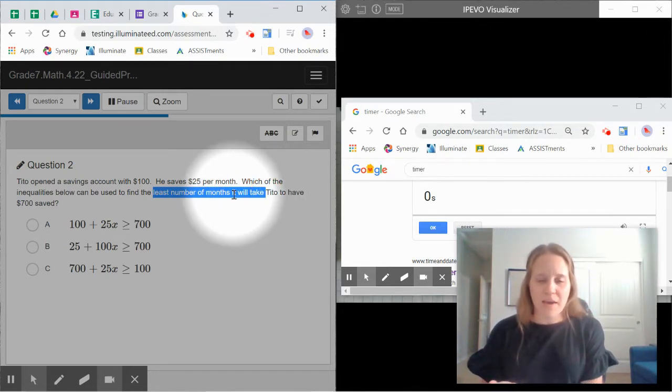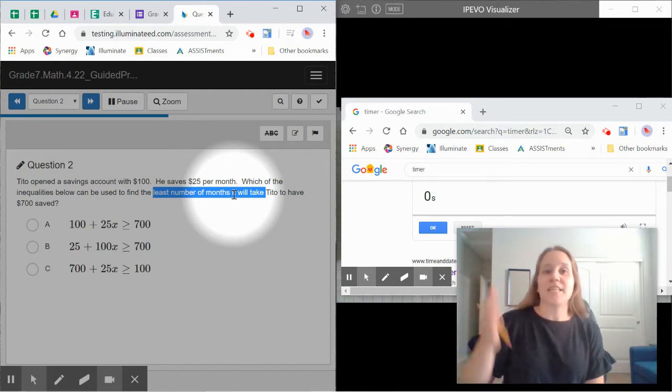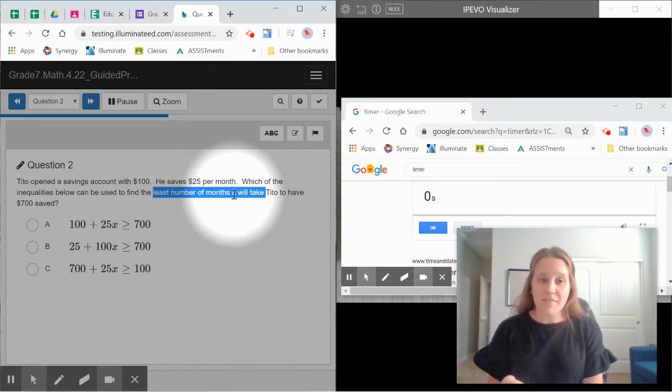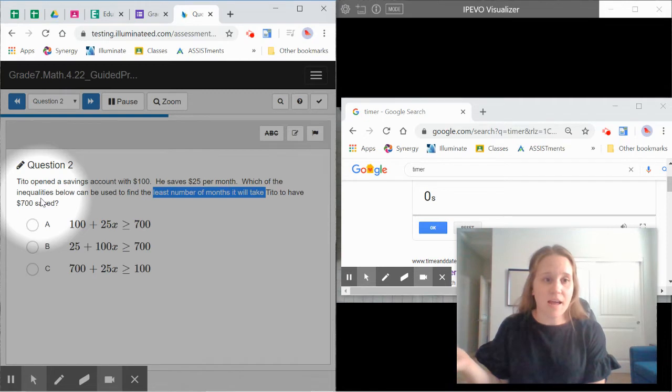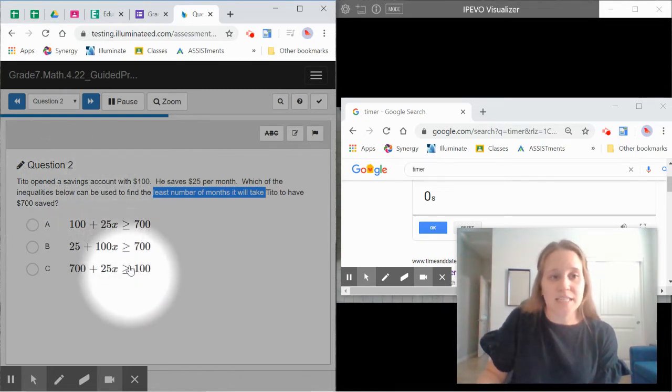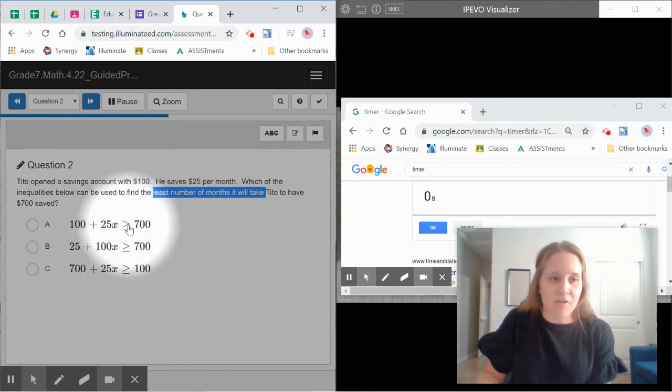Would a solution to this inequality leave me with only $600 in the account? No, Tito wants $700. Would it be okay if the number of months he saved gave me, I don't know, $710? Yeah, it would be okay to have $700 exactly or anything that's greater than that. That's why you see this greater than symbol. It's like at least 700.